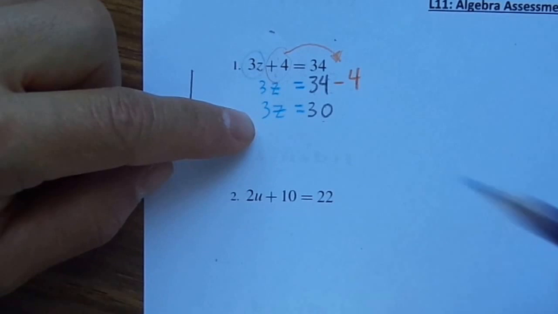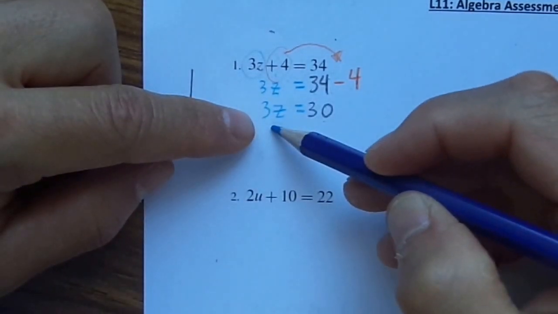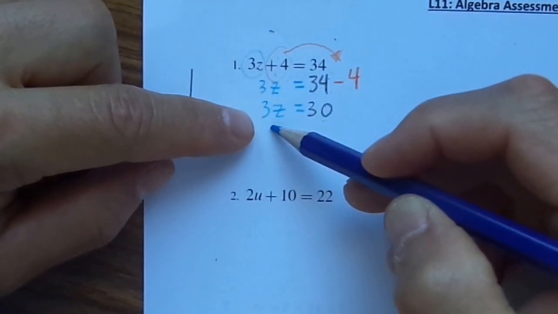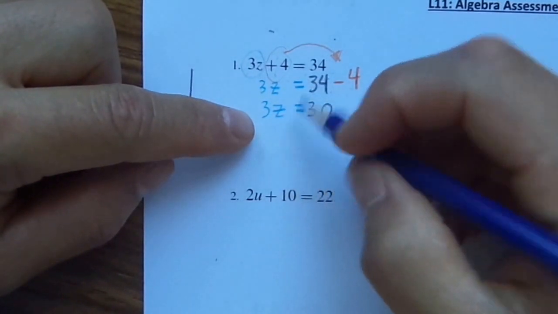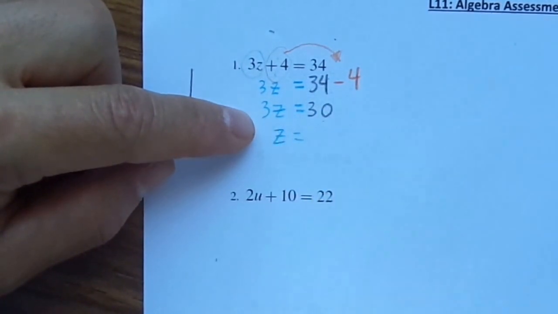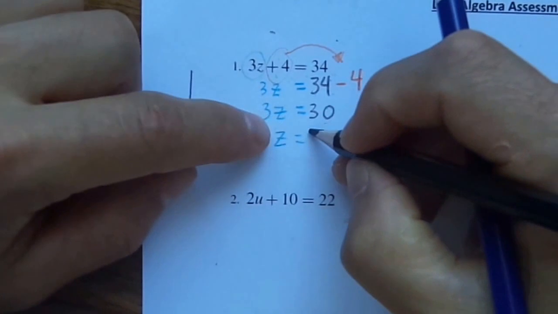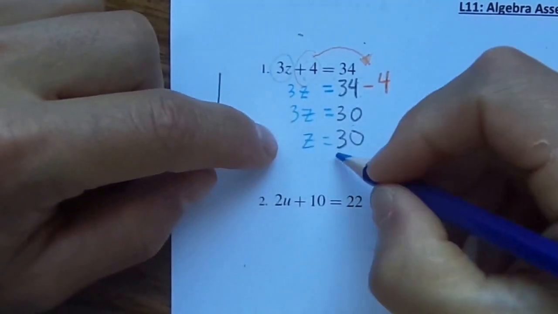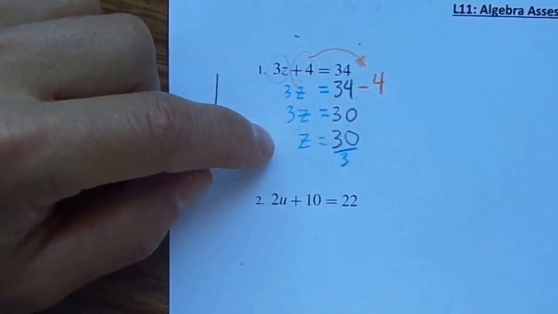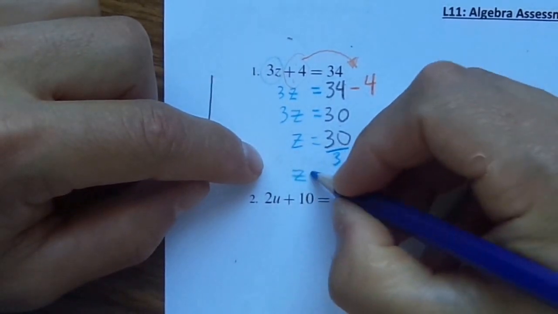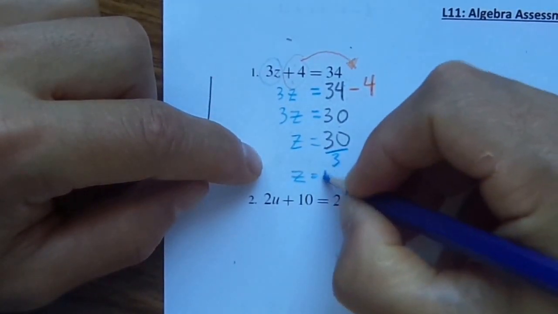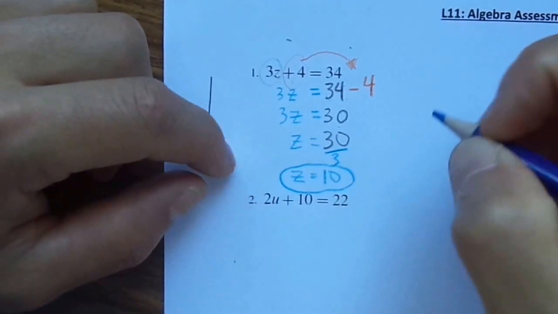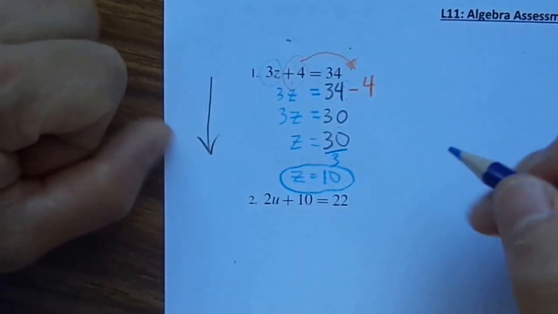Well, it's times 3. So what's the opposite of multiplying? Dividing. That's right. Which means to get rid of that 3, because we're multiplying on this side, we simply divide by 3 on the other side. And our answer would be 30 divided by 3, which is 10. z equals 10. And always check your answer.